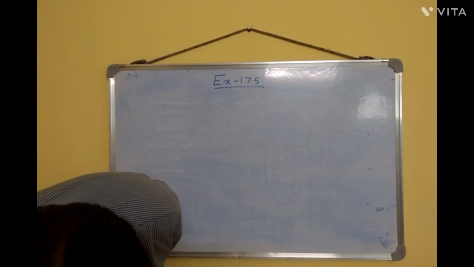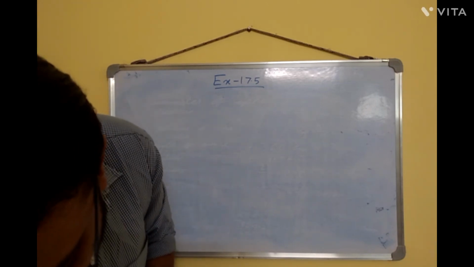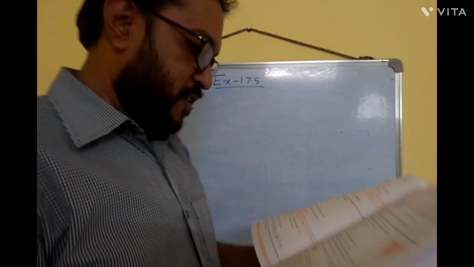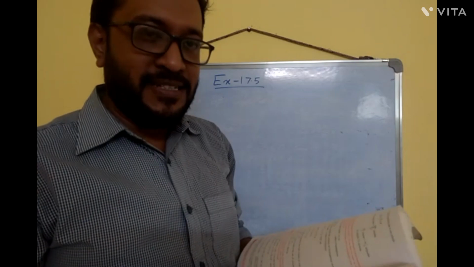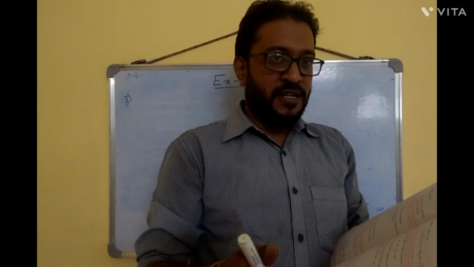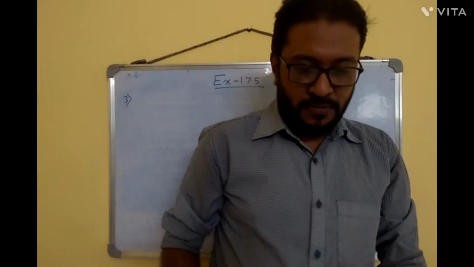Next we have a maths problem, a solid metallic hemisphere. Coming to maths number 3, what we have is a solid metallic hemisphere of radius 8 centimeter, which is melted and recast into a right circular cone of base radius 6 centimeter. So there is a hemisphere melted and recast into a cone. Determine the height of the cone. So let's start.